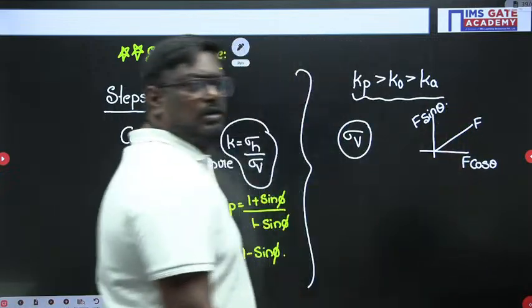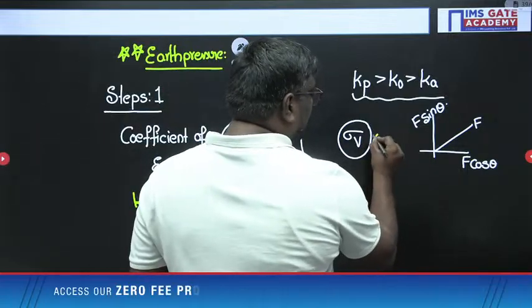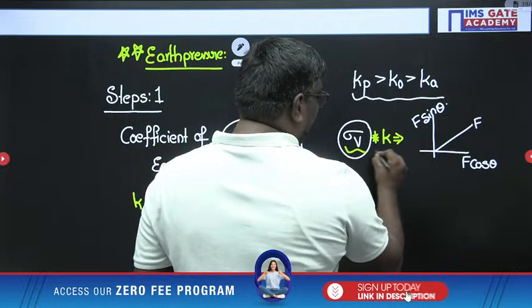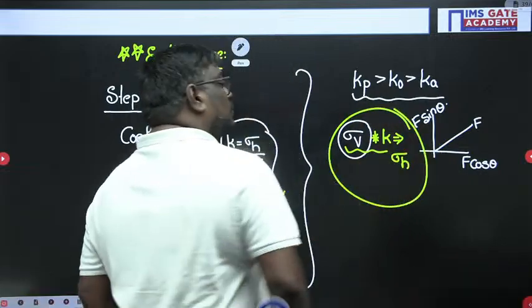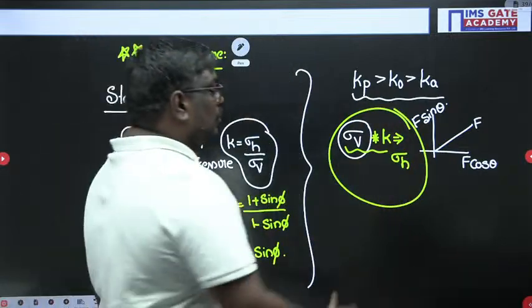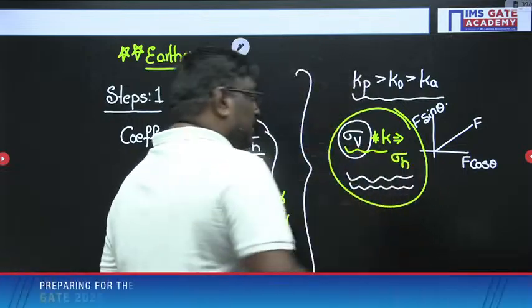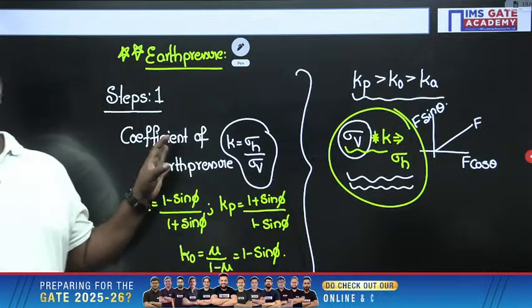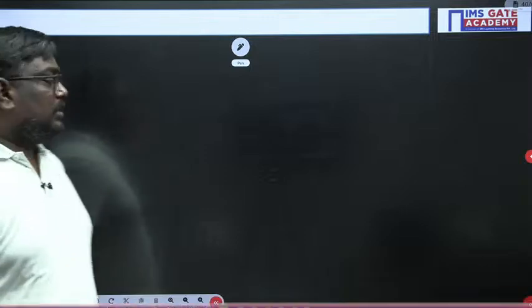Am I correct or wrong? Similarly, to convert this vertical stress into a horizontal component, we take sigma V into K, which is equal to sigma H. This is what you have to do for finding the horizontal stress. Clear? So horizontal stress can be taken as K into sigma V. This is the first point I would like to tell you. Next point, step 2.